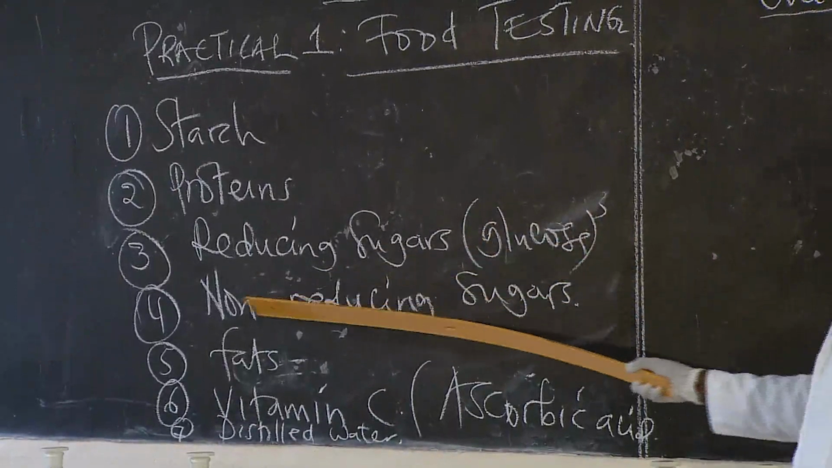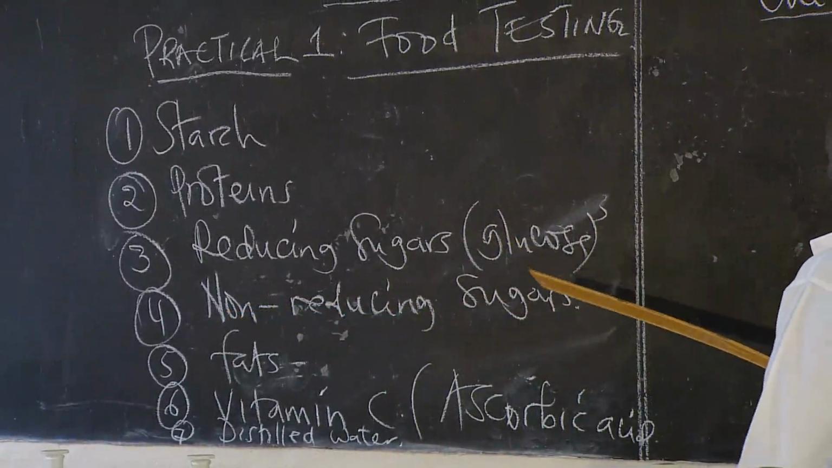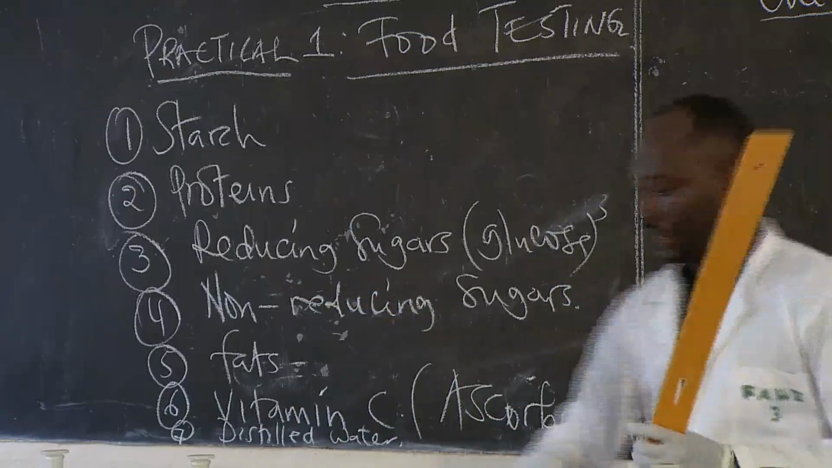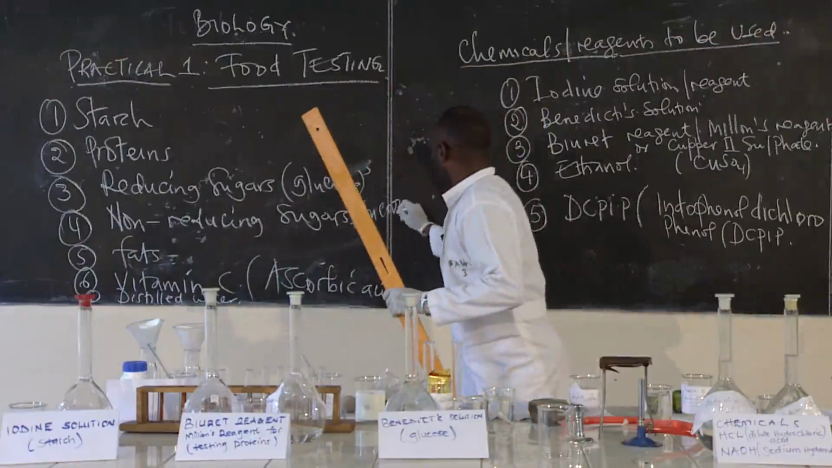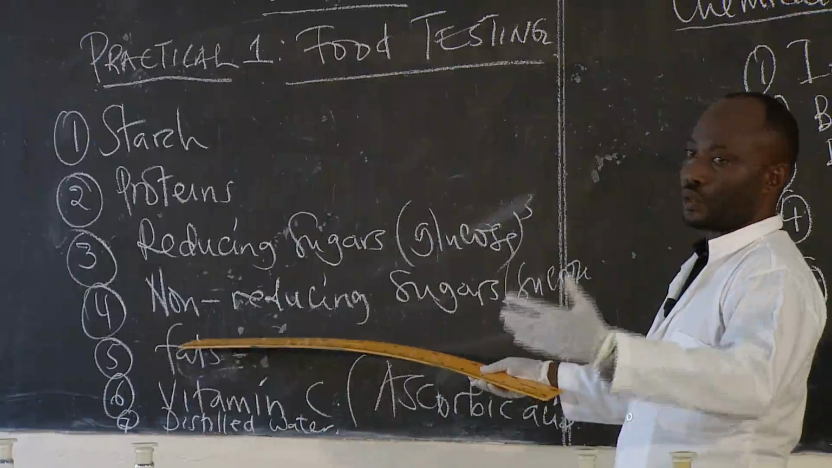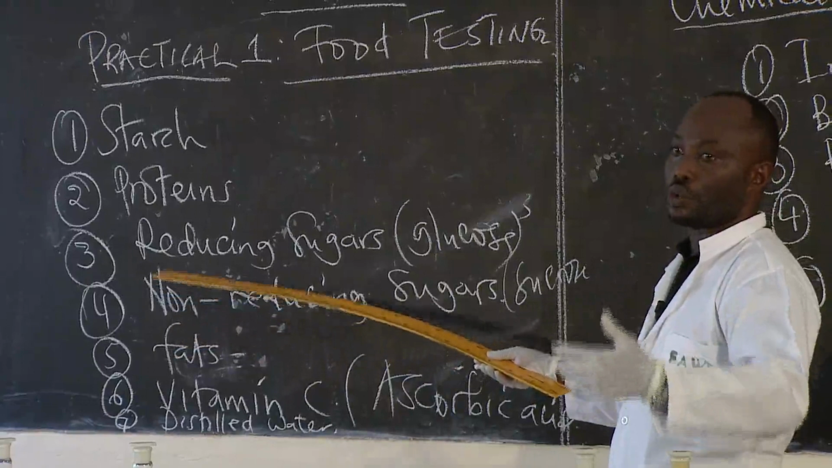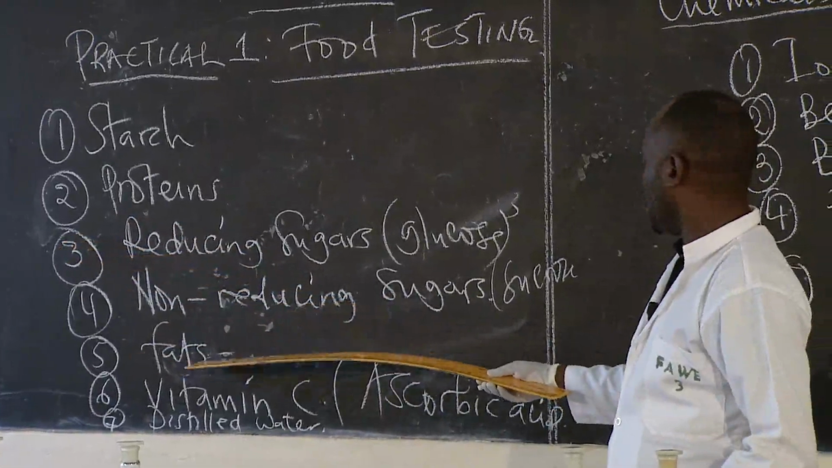We're also going to test non-reducing sugars, and an example of non-reducing sugars is sucrose. Add here the word sucrose. We're going to be testing fats. We can extract fats from very many things. We can use cooking oil, nuts, etc.